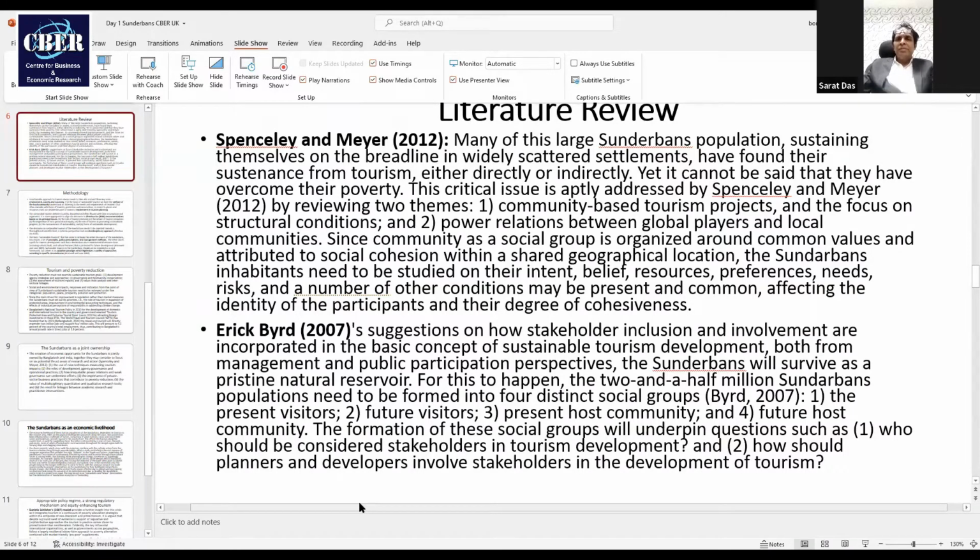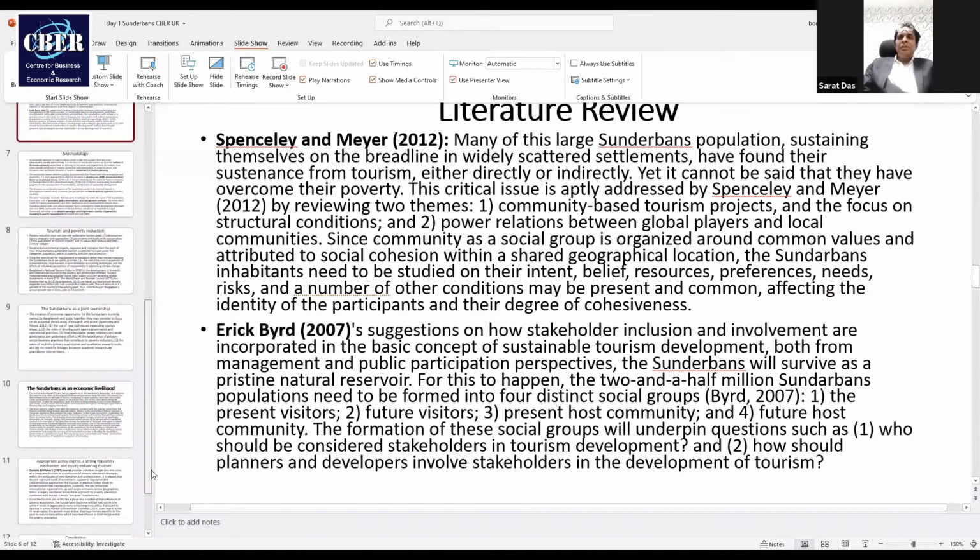And the second part is the Eric Baird, where the primary focus is that Sundarban populations can be formed into four distinct social groups. So one is the current visitors, who are the footfalls. The second is the future visitors. Third is the present host community. And the fourth is the future host community. So this is something that I wanted to underscore under the literature review.